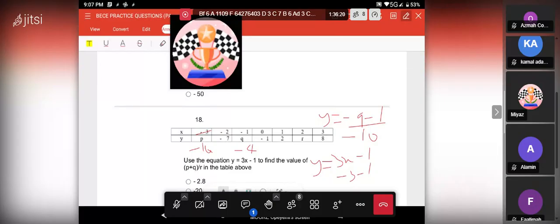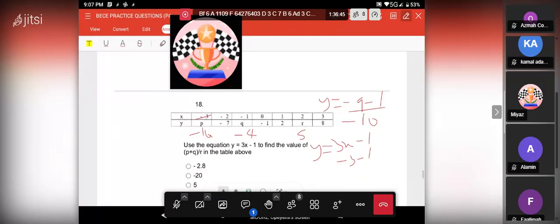Well, let's do this one, being the last one. How do we get r? At that point, x is 2, right? Yes. So that is 3 times 2, 6 plus 1, that is 7. Now, to answer the question that says p plus q, that is minus 10 plus minus 4, everything over 5.